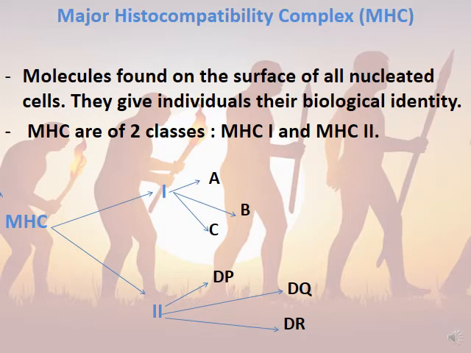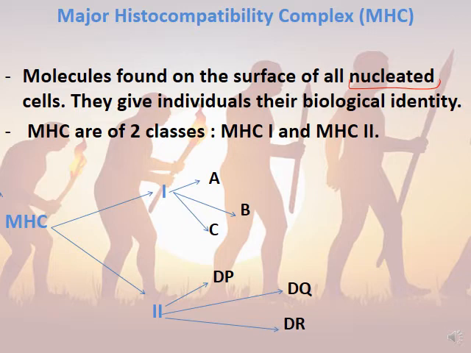Let's now talk about the MHC, major histocompatibility complex. Major histocompatibility complex molecules are found on the surface of all nucleated cells. Nucleated means that they have a nucleus. So red blood cells are anucleated cells; they don't have a nucleus. These molecules give the individual their biological identity.